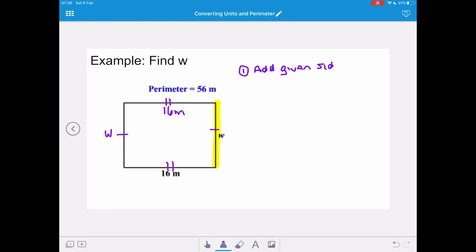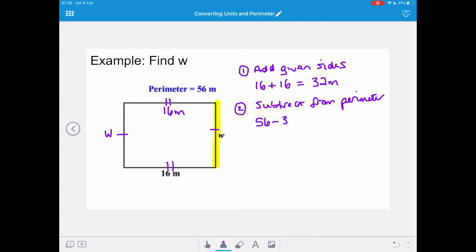So the first thing we're going to do is add the given sides together. So that's the sides that we've got numerical values on. So the two 16s. So we're going to do 16 plus 16, and that gives us a total of 32 metres. Now the next thing we're going to do is subtract the given sides from the perimeter. So we're going to take our perimeter, which is given to us in the question as 56 metres, and we're going to do 56 take away 32, and that's going to equal 24 metres with units on our measurement.